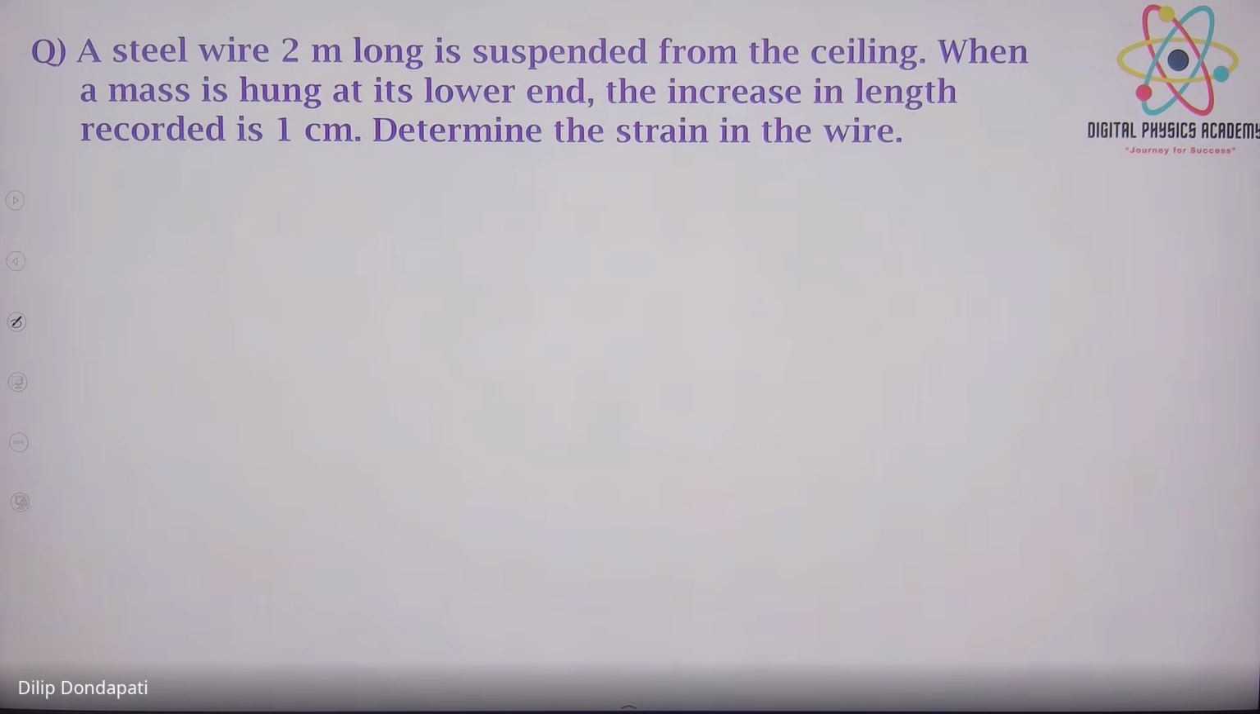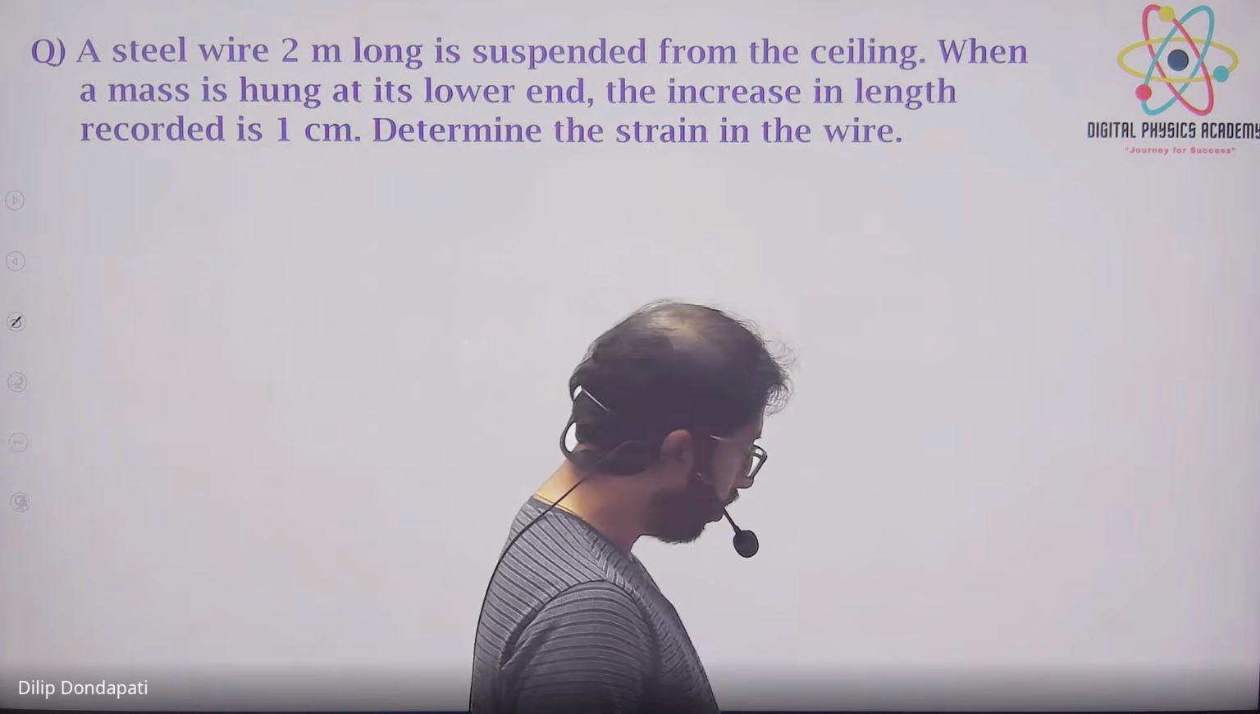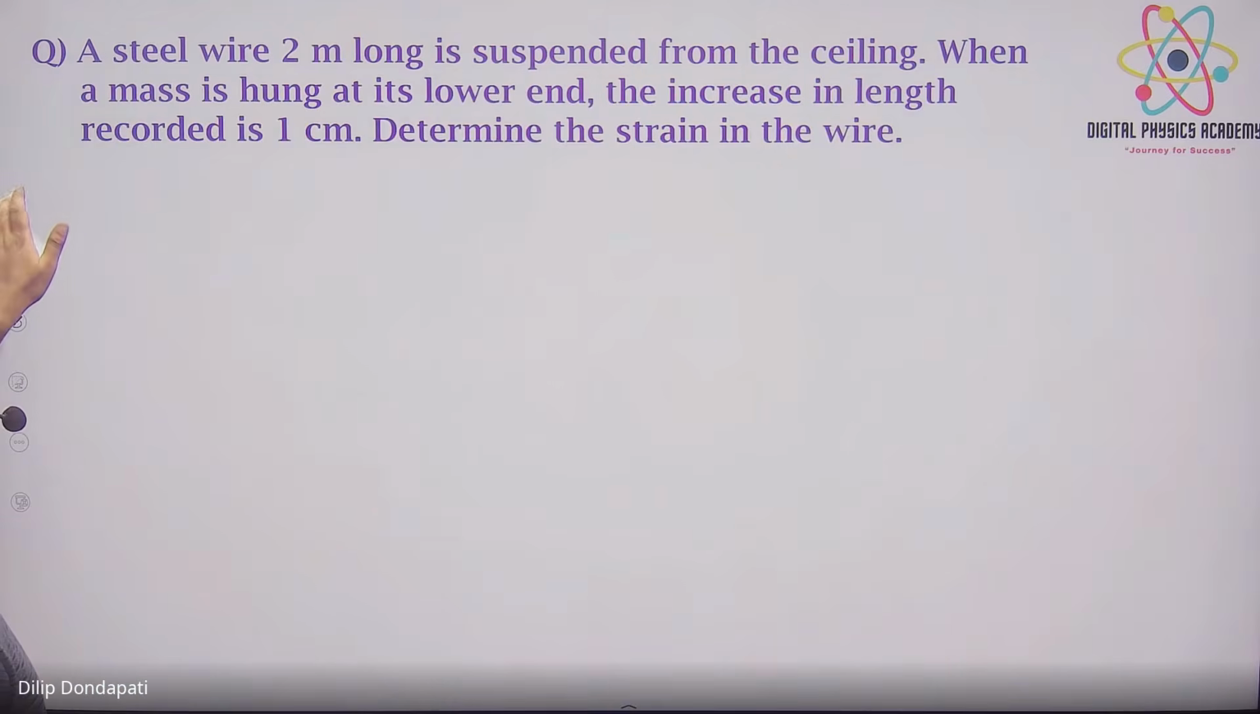Fine. Without copying करो. A steel wire 2 meters long is suspended from the ceiling. When a mass is hung at the lower end, the increase in length is recorded as much. Determine the strain. So strain मालूम है? 0.005. 0.01 by 2, yeah, 0.005. हो गया. नेक्स्ट करो.